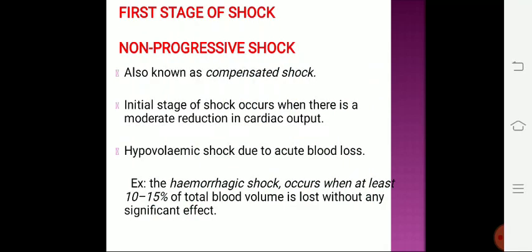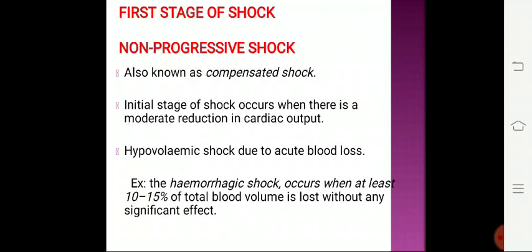Now the first stage of shock, non-progressive shock. This is also known as compensated shock. The initial stage of shock occurs when there is a moderate reduction in cardiac output, secondary to fluid loss or venous pooling or negative inotropic effect on the heart, depending upon the type of shock.